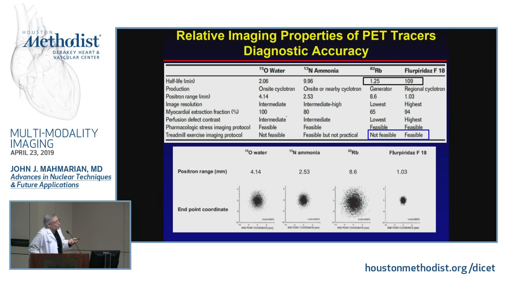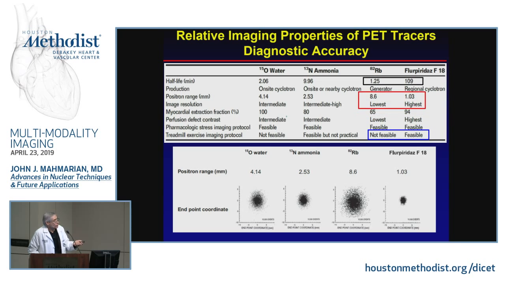Why is that? First of all, it has a long half-life compared to rubidium. Why is that important? Because that means you can do exercise. Up until now, with PET imaging, all you can do is pharmacologic stress. With rubidium, with flurpiridaz, because it has a long half-life, you can actually do exercise and then image the patient after the exercise is performed.